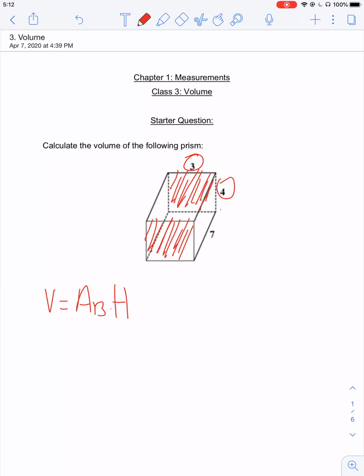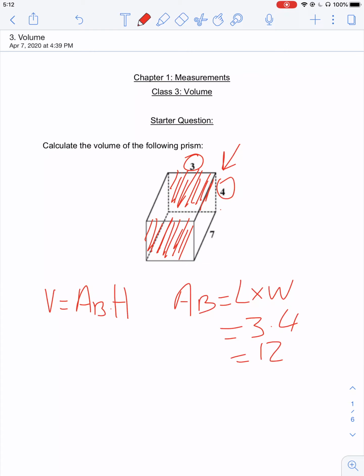So how do you find the area of the base? My base over here is a rectangle, so area of base is just equal to length times width, or base times height, whatever you want to call it. So it's just going to be 3 times 4, which will give me 12.